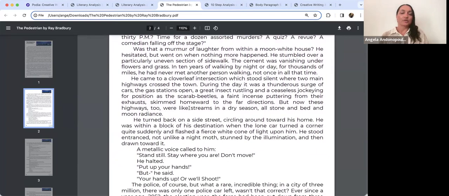These highways too are like streams in a dry season, all stone and bed and moon radiance. Yeah, emptiness, it's sapped of life. There's no life and vitality in this place.